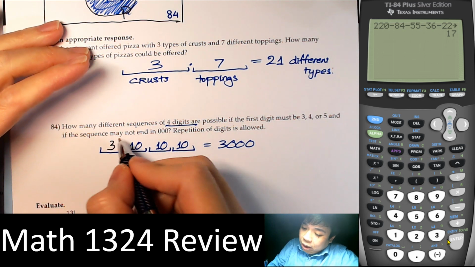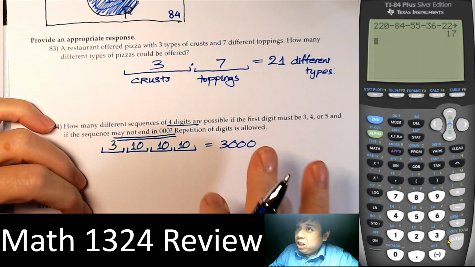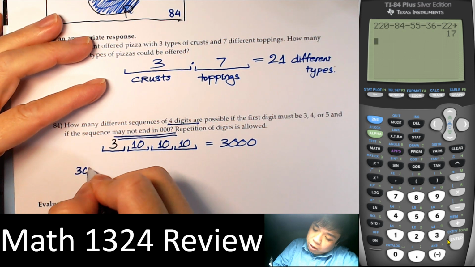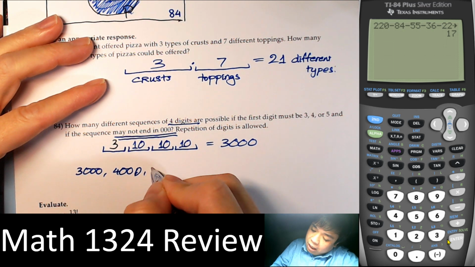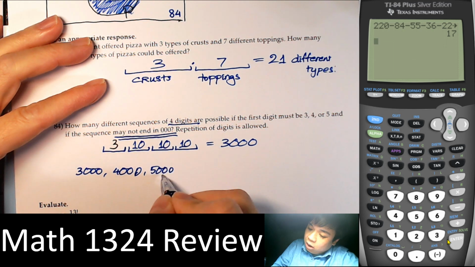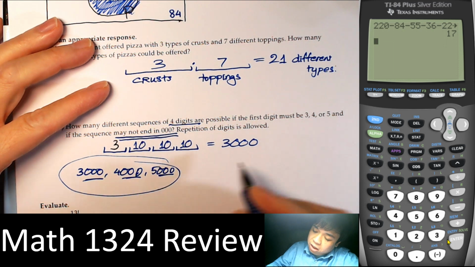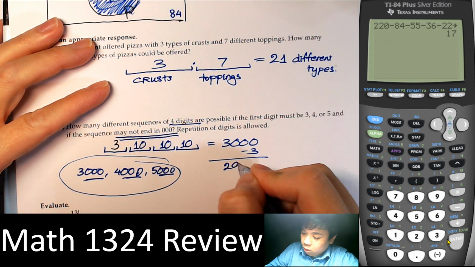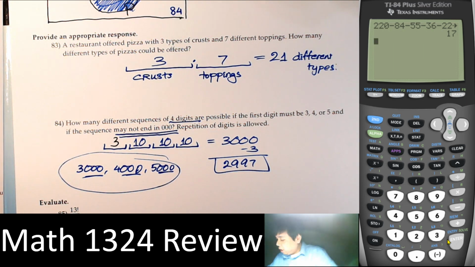However, we may not end with 0, 0, 0. So we have 3,000 as is. Now we have to subtract the cases of 3,000, 4,000, and 5,000, because we cannot end with 0, 0, 0. So there are 3 cases of this scenario. So 3,000 minus 3 is 2,997. So that's what we have.